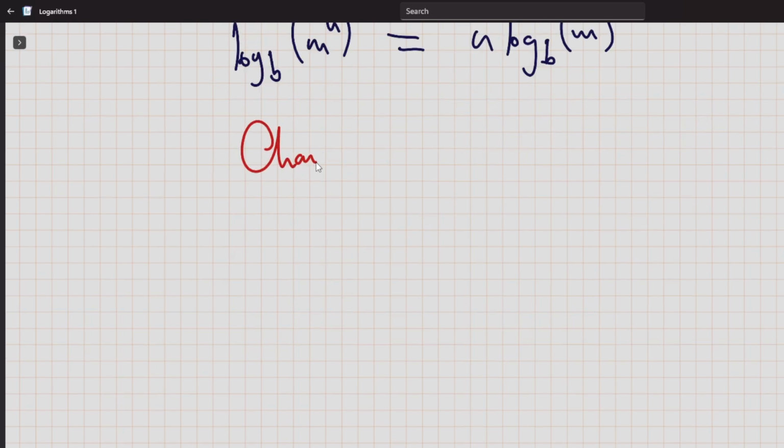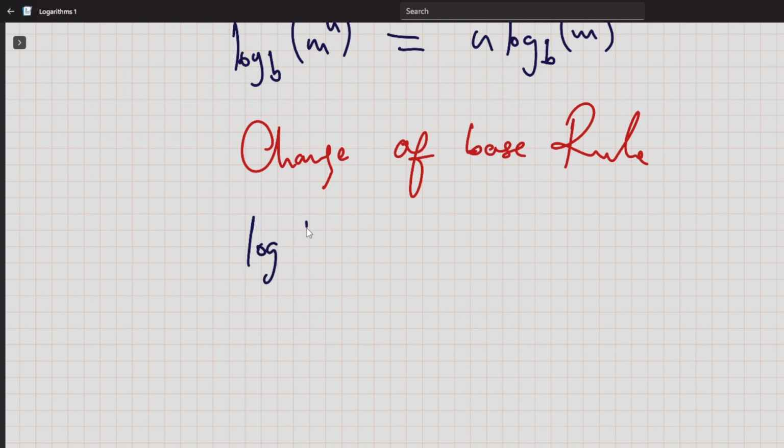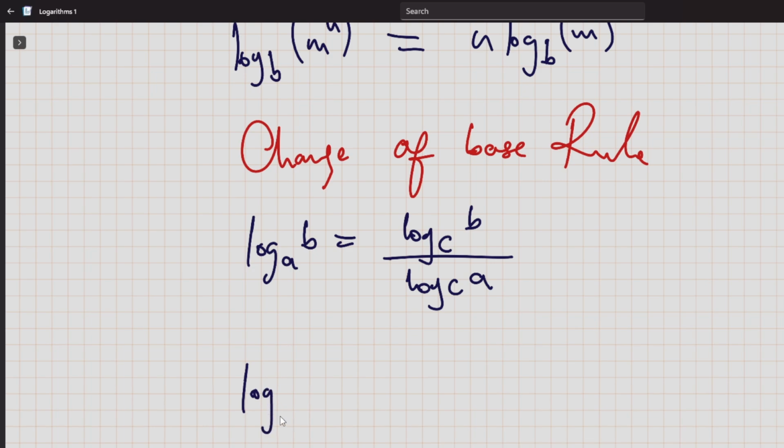The change of base rule. It states that the logarithm of b base a is equal to the logarithm of b base c over logarithm of a base c. So we can express it in this way. Logarithm of a base c times logarithm of b base a is equal to logarithm of b base c.